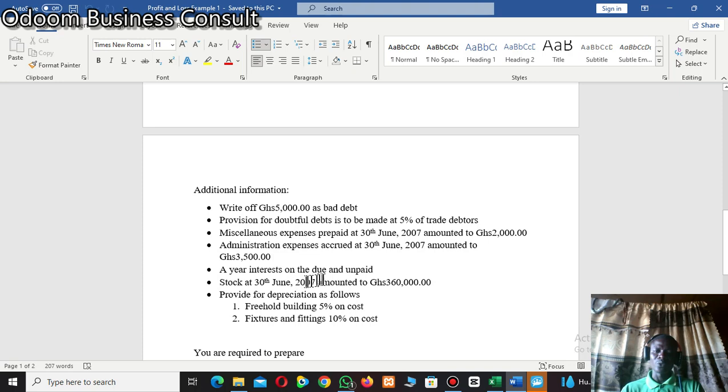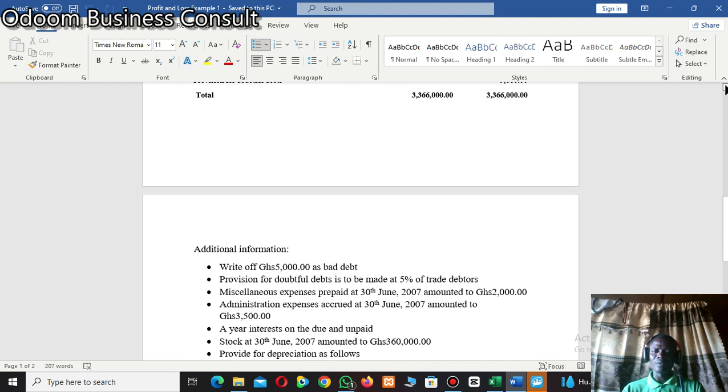A year's interest on loan due and unpaid. Stock at 30th June 2007, which is the closing stock, is 460,000 cedis. And you have to provide for depreciation on the fixed assets as follows: 5% for freehold building on cost, and 10% for fixtures and fittings on cost. Okay, so this is the additional information for the trial balance that you see over here.